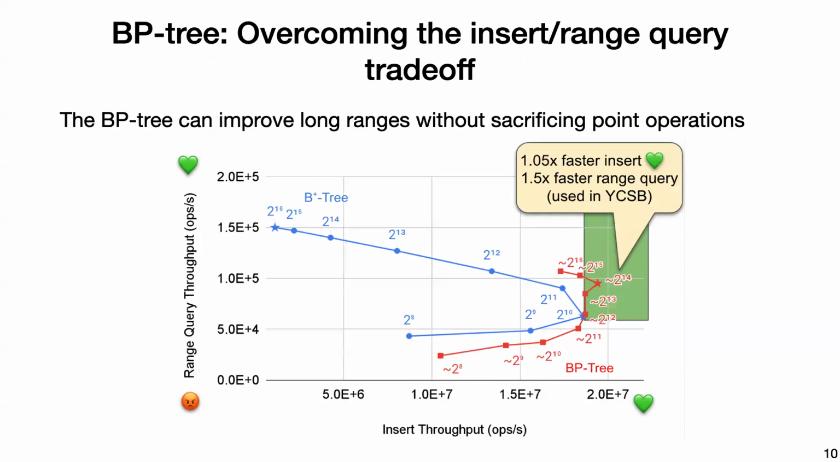And this red line is this same experiment with the scatter plot visualization, but with the BP tree. So indeed, you can see that it is in this desired green range. The inserts are about 1.5% faster, and the range queries are about 1.5x faster.